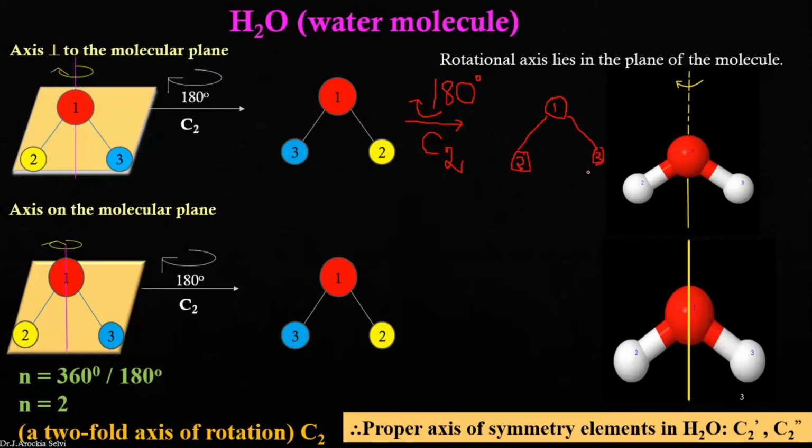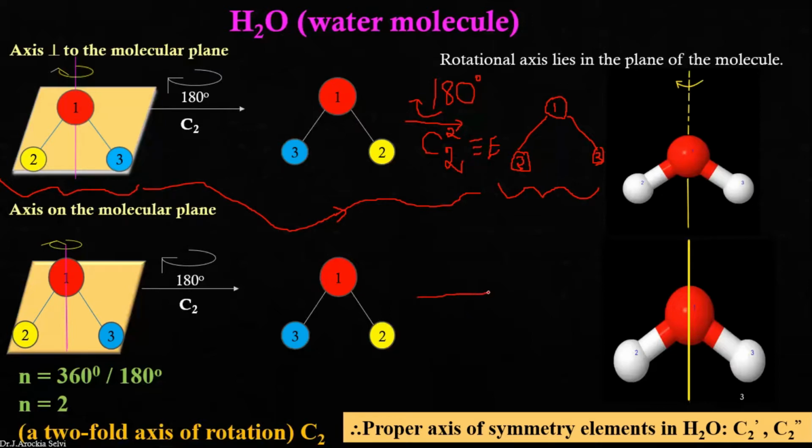Now, what is your observation? The orientation of this molecule is exactly the same as that of the original one. So the second rotation that was carried out can be represented as C2, and since it gives the original orientation, that can be represented as a symmetry element, the identity element.